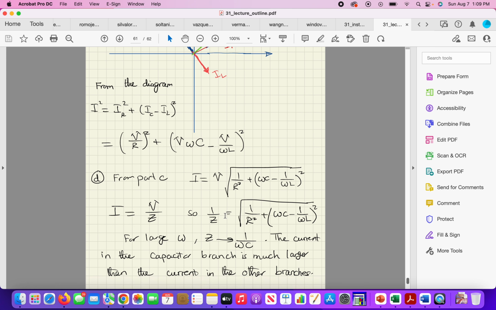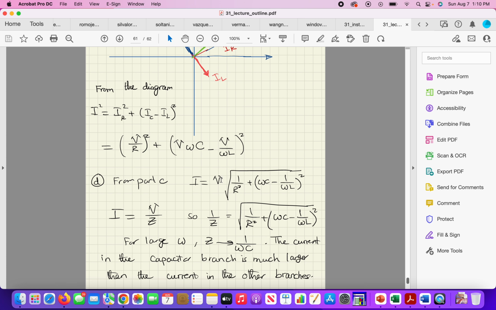From part C, we know that I squared equals this. I did not take the square root. I equals V times the square root of 1 over R squared plus omega C minus 1 over omega L, squared. I is V over Z, and then 1 over Z we can calculate that way. And for large omega, Z goes to 1 over omega C, and the current in the capacitor branch is much larger than the current in the other branches.